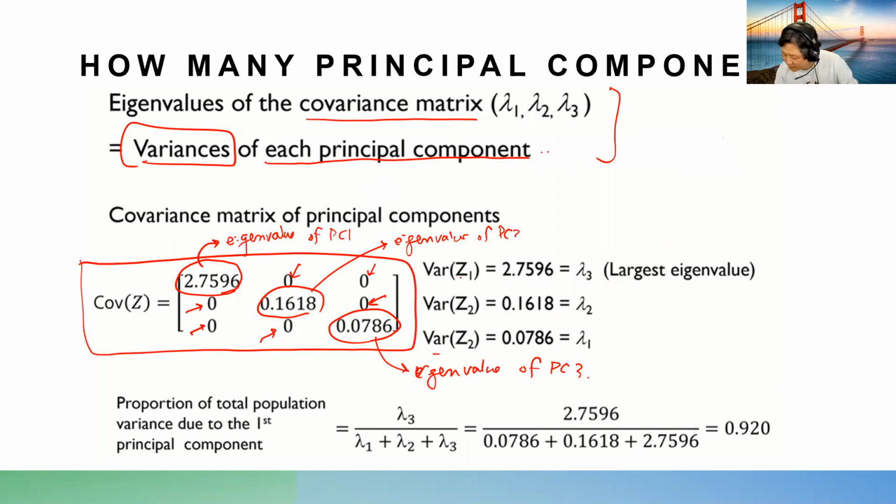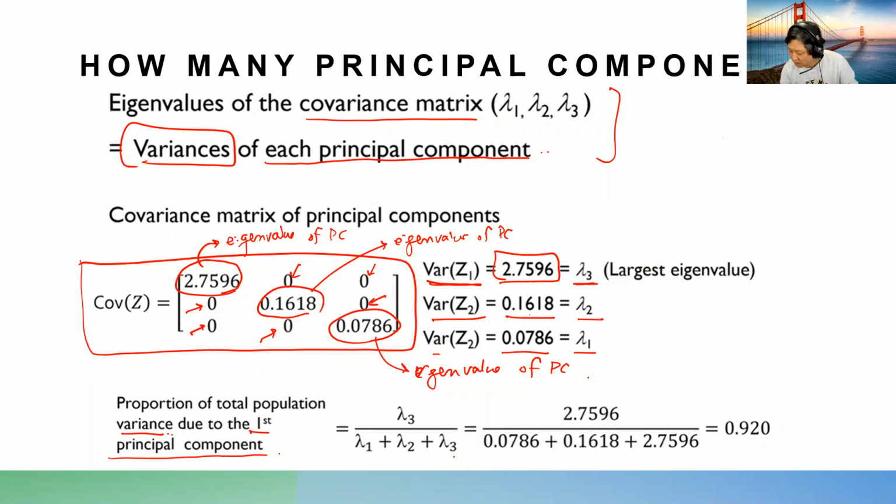So here is some different notation. Oh, I'm sorry. The PC number is arbitrary in this case. So the first principal component has the largest eigenvalue, 2.756. The second principal component has the second largest eigenvalue, 0.1618, and now the 0.07, right? And now we can compute the proportion of total population variance due to the first principal component.